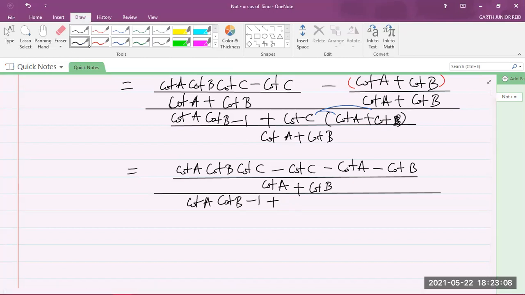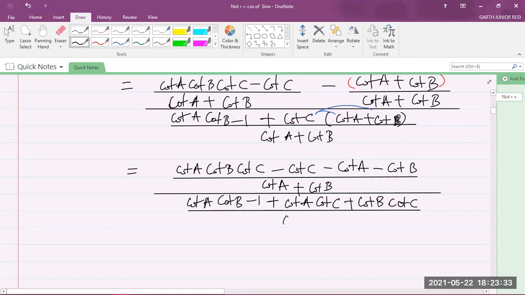I will get the cot of A times cot C, plus cot B times cot C. And remember, now I have my LCM there, so I'm dividing this by cot A plus cot B. Very good. Things are now looking good.